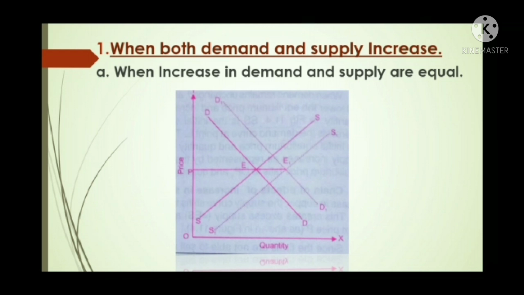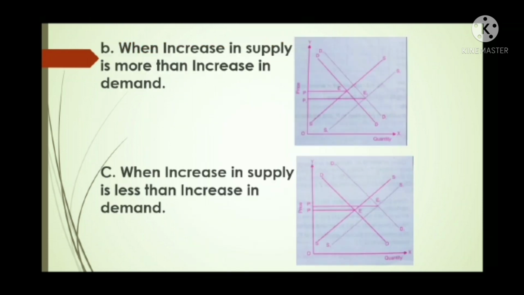The diagram clearly shows that change in demand and supply are equal. Hence, the old and new equilibrium price are the same, that is OP. Number B. When increase in supply is more than increase in demand.